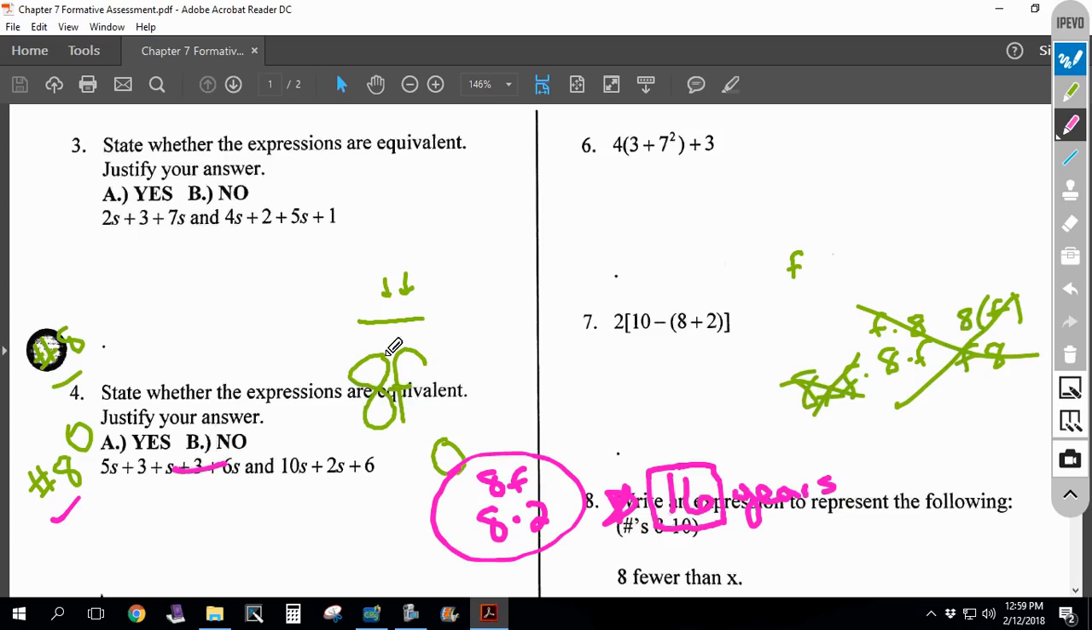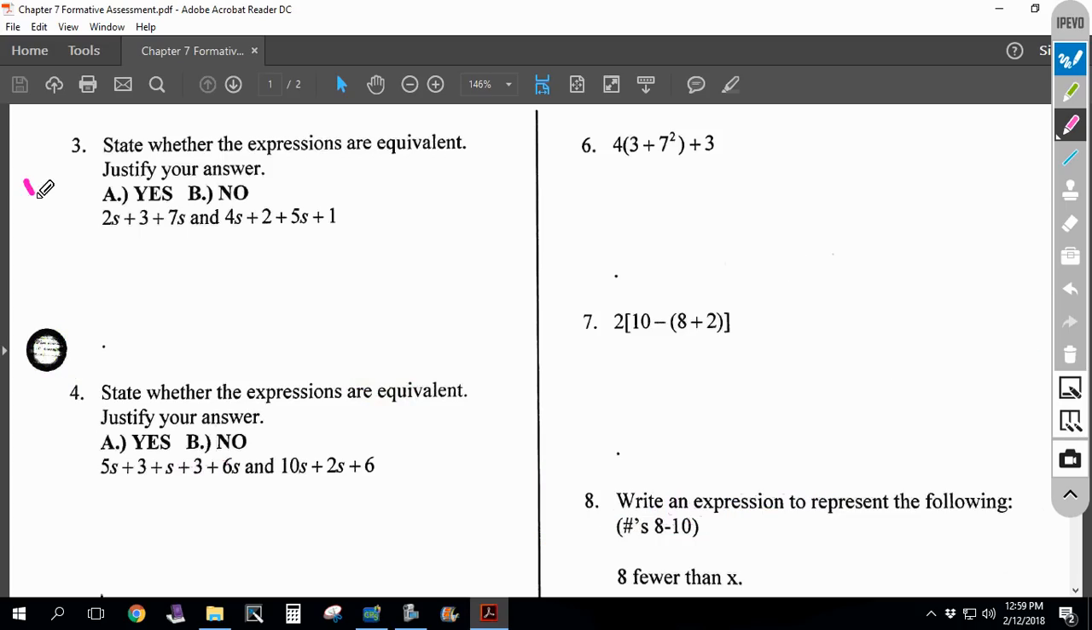learning target number 6. Sorry, didn't mean to bring that back up. So these are going to be learning target number 6. Okay, this is where we are stating, I'm sorry, it's not right. I apologize. It's going to be learning target number 7. Learning target number 7, we are stating whether or not the expressions are equivalent or not.